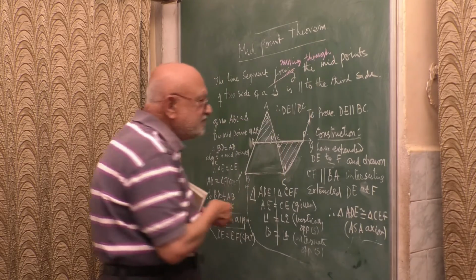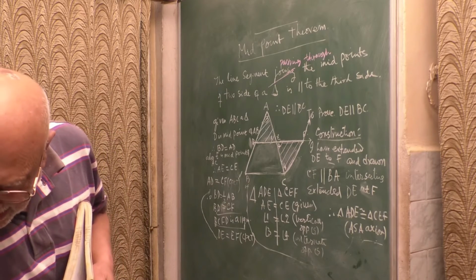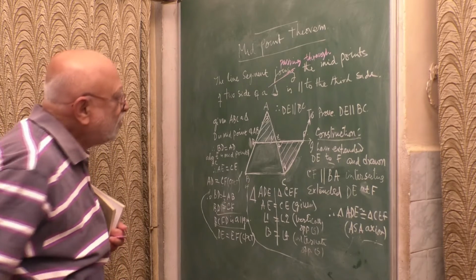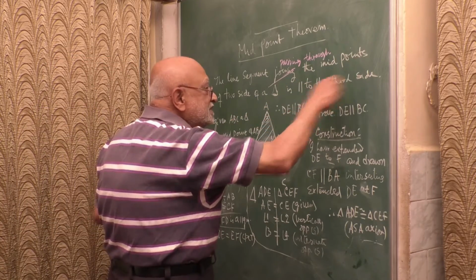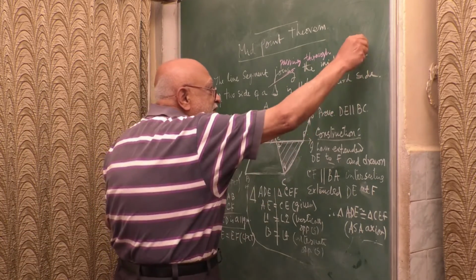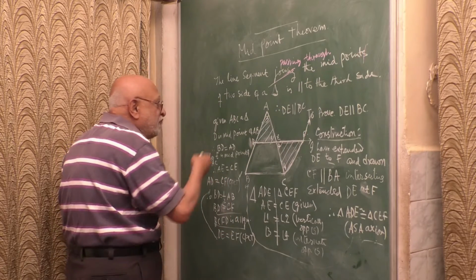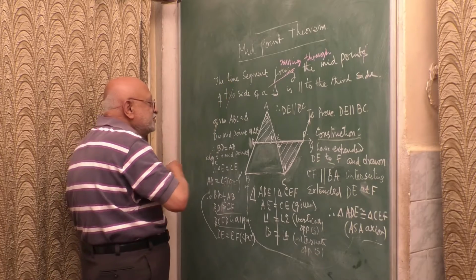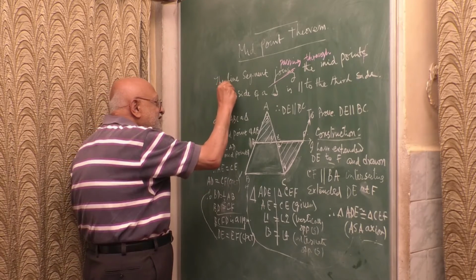I don't think this is a very good chalk. Anyway, we will try with this one and let us see where we go. So it should be passing through the midpoint. So passing through the midpoint of 1 instead of 2, it should be 1, O-N-E.